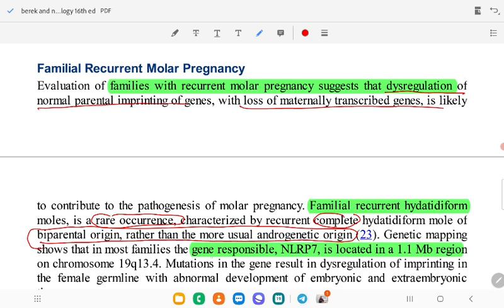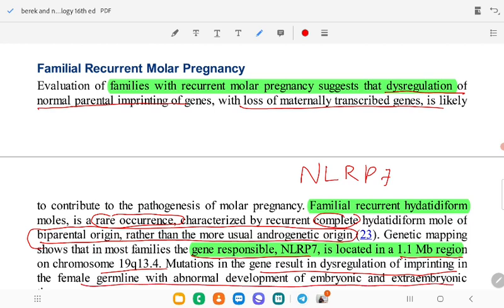Genetic mapping shows that in most of the families the gene responsible is NLRP7, located on chromosome 19. Mutation in the gene results in dysregulation of imprinting in the female germ line, with abnormal development of embryonic and extraembryonic tissue.